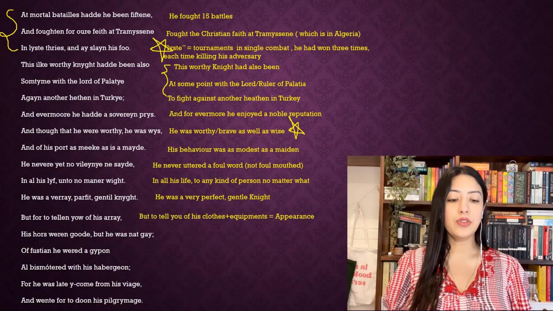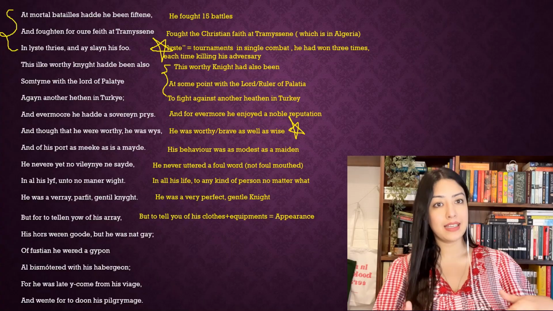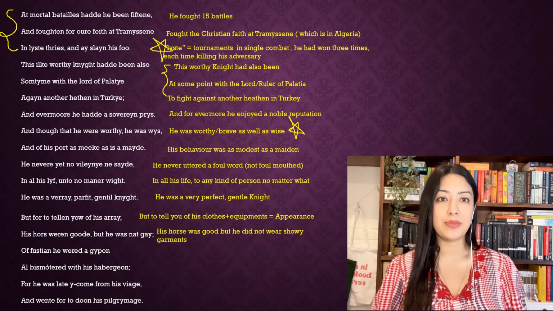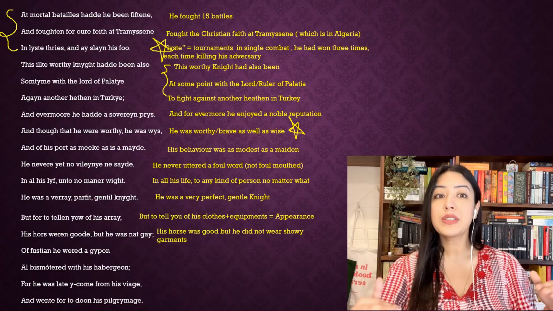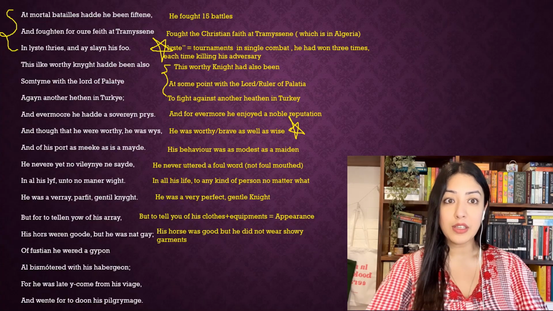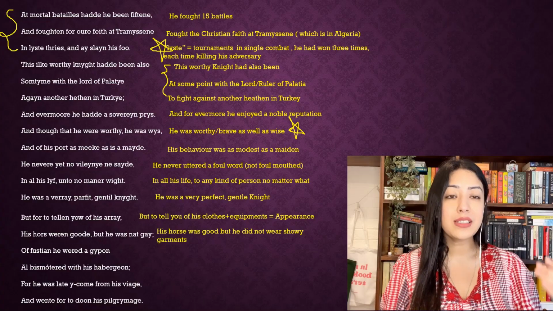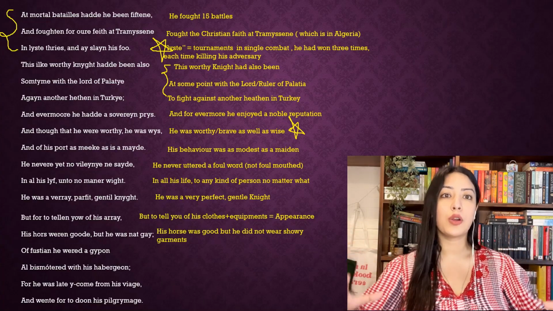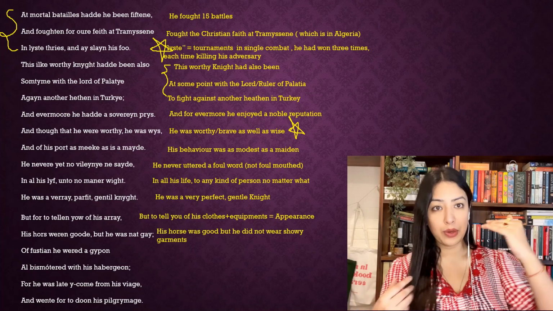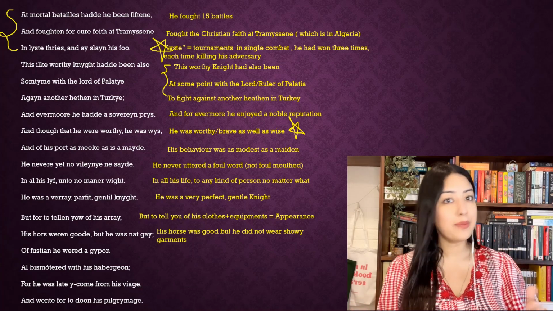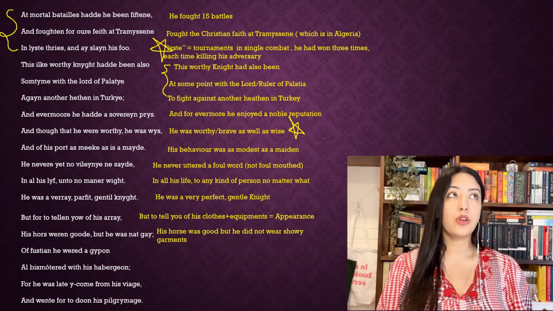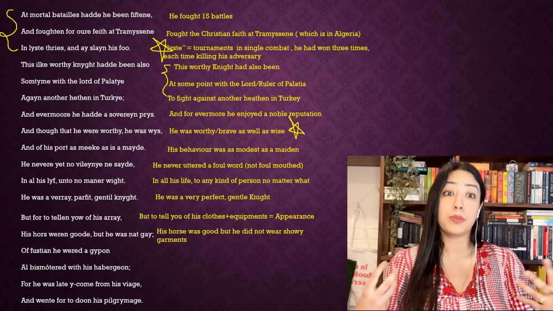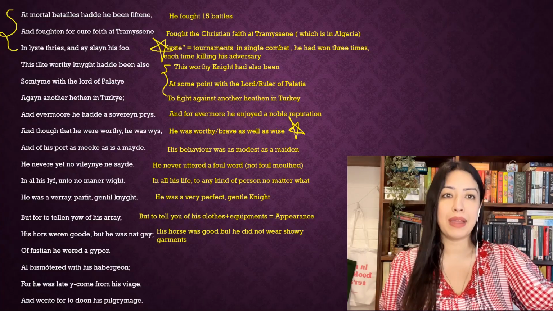But to tell you of his clothes or his equipment, basically his appearance, his horse was good, but he did not wear showy garments. Remember, he is a person who is humble, who is down to earth. So he does not show off. So his garments also were like that. He did not wear showy garments at all. A person of his rank, you would expect that person to be a show off, right? But he's not. And that, again, adds to his dignity, adds to his character, adds to his personality. So you will look up to him by default.